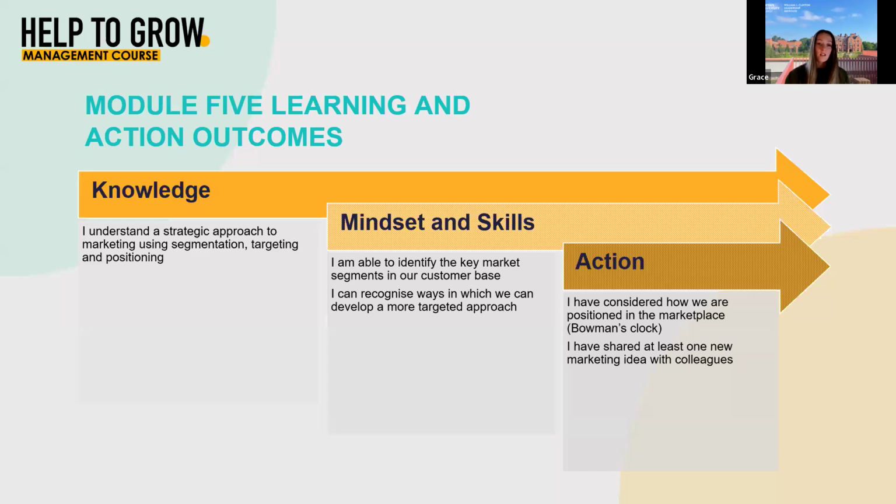And then finally, in terms of our action points, again, just giving you some time to reflect upon where you think your business is currently positioned within the marketplace. And then also we would ask that, particularly when you're looking at your workbooks, you're starting to think about new marketing ideas, and maybe have a conversation around that with a colleague as part of the Help to Grow program, or outside of that. And that marketing idea can be as big as you like or as small as you like.